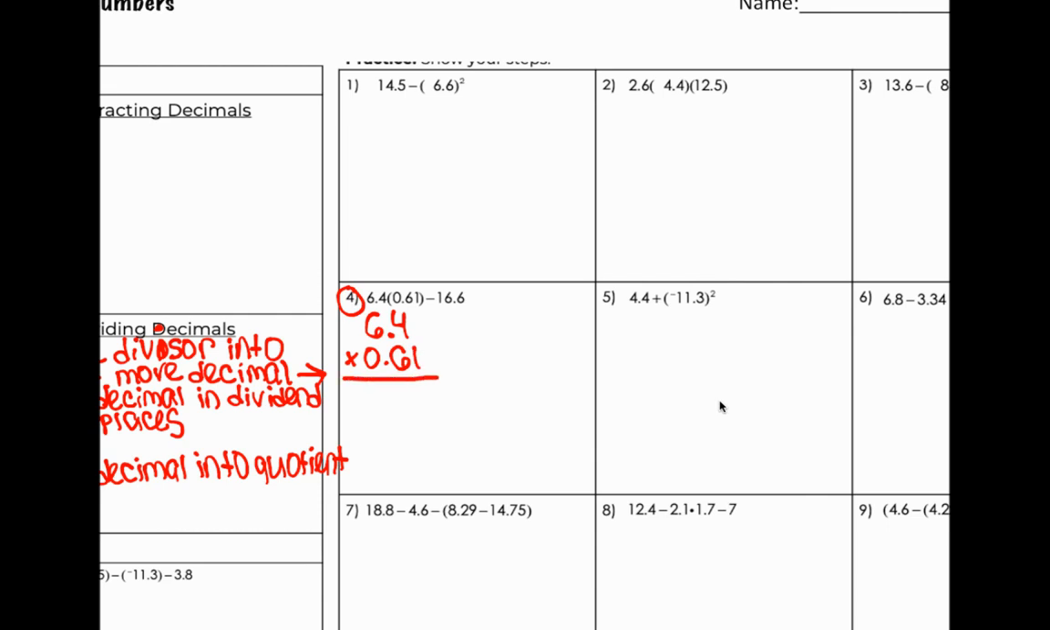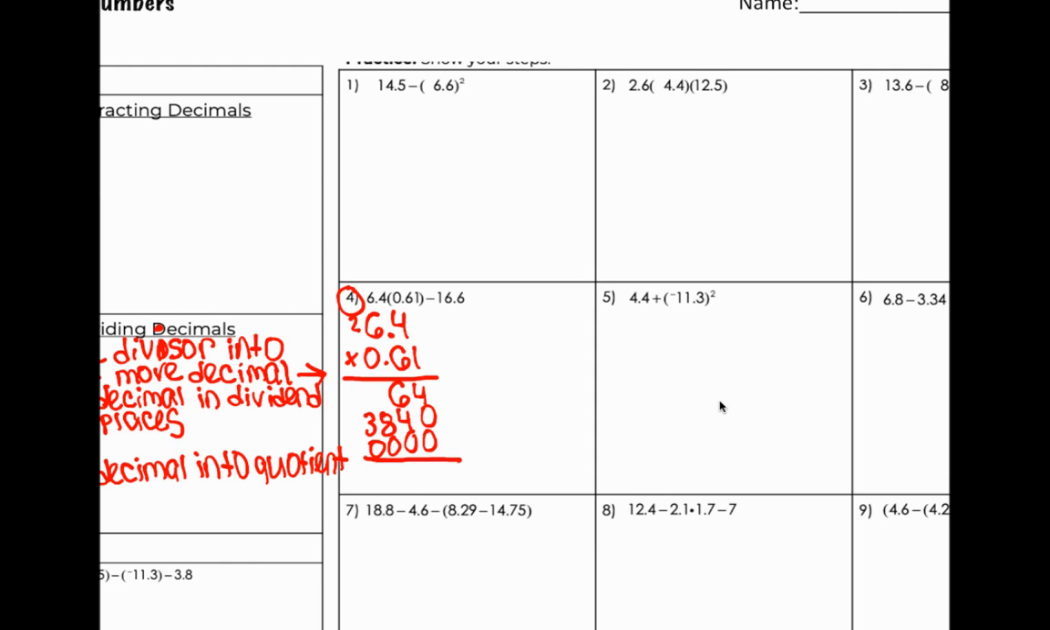So I'm just going to multiply like normal. 1 times 4 is 4. 1 times 6 is 6. Bring down a 0. 6 times 4 is 24. Carry a 2. 6 times 6 is 36, plus 2 is 38. Bring down a 0. And then, of course, that last line would just be all zeros.